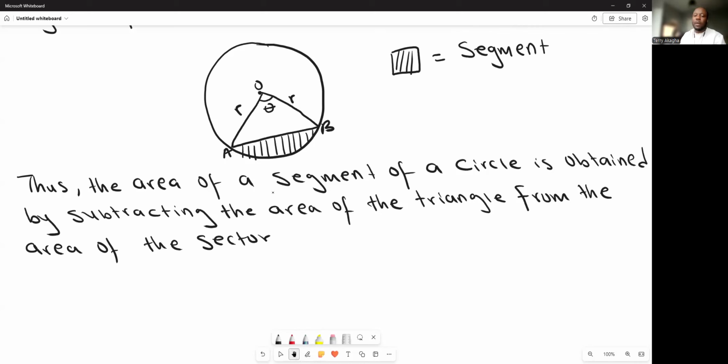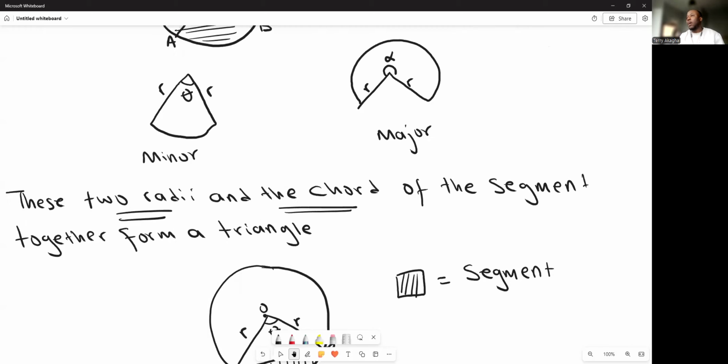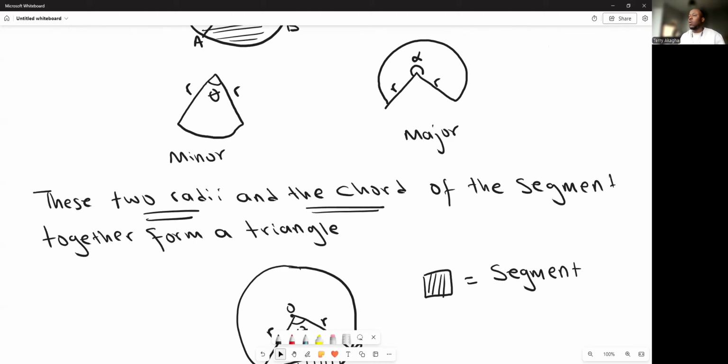So what I'm saying is, if you need to get this shaded area, you have to first get the area of the total sector. Remember, I told you that the sector is all this part here. So all this here is going to give you the area of the sector, okay? So if it's a major sector, all this part is going to be the what? The major sector. Are you seeing it? Now using the minor sector as an example here.